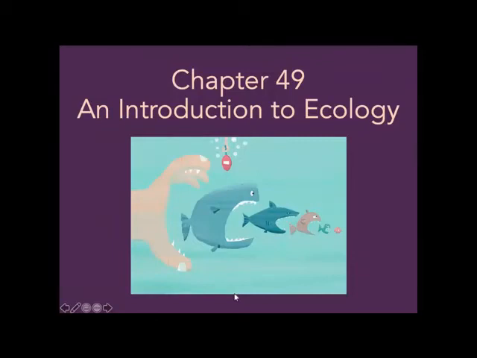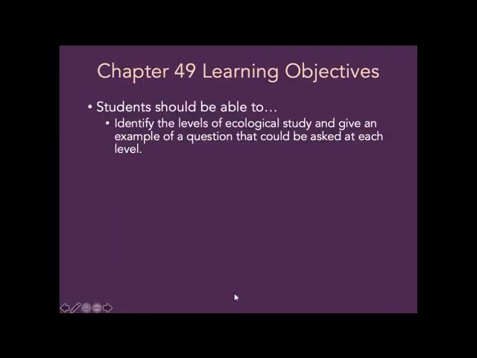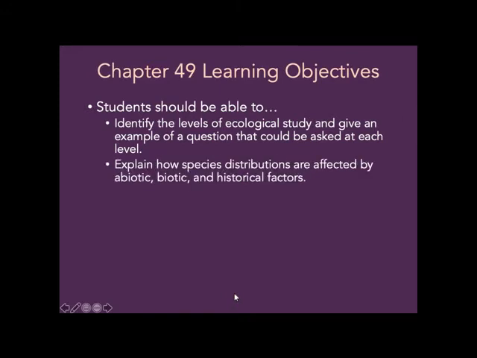Hey there, welcome to Chapter 49, An Introduction to Ecology. By the end of this chapter, you should be able to identify the levels of ecological study and give an example of a question that you could ask at each of these levels. Explain how species distributions are affected by abiotic, biotic, and historical factors.